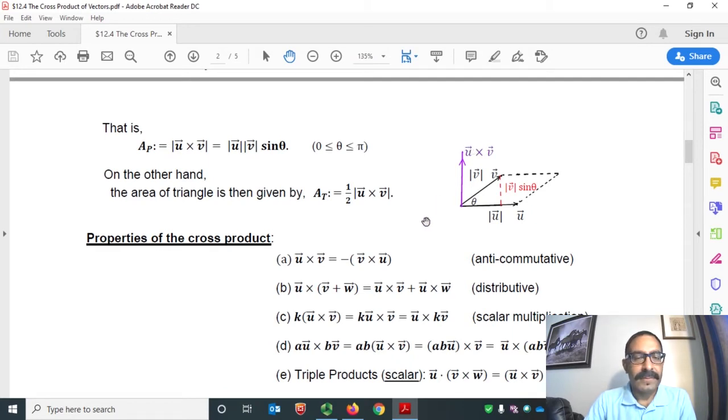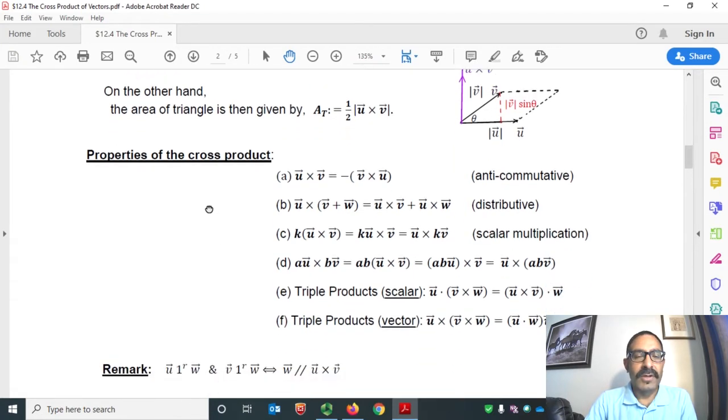Great. On the other hand, consider the area of the triangle here. If I join this diagonal, then this gives us two triangles. So the area of a triangle is half of the area of this parallelogram. Awesome.